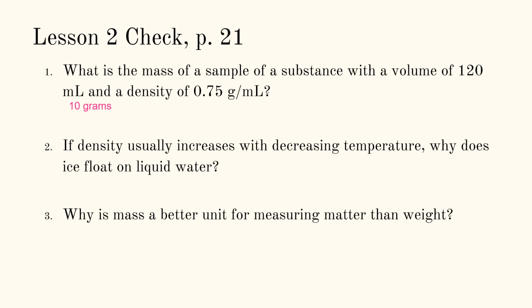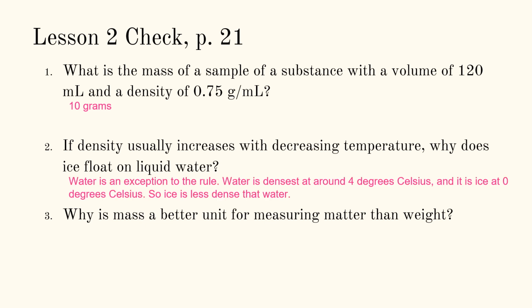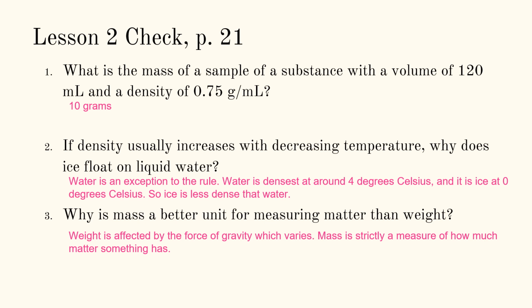If density usually increases with decreasing temperature, why does ice float on liquid water? And water is an exception to the rule. Water is densest at around 4 degrees Celsius, and it is ice at 0 degrees Celsius, so ice is less dense than water. 3. Why is mass a better unit for measuring matter than weight? Weight is affected by the force of gravity, which varies. Mass is strictly a measure of how much matter something has.